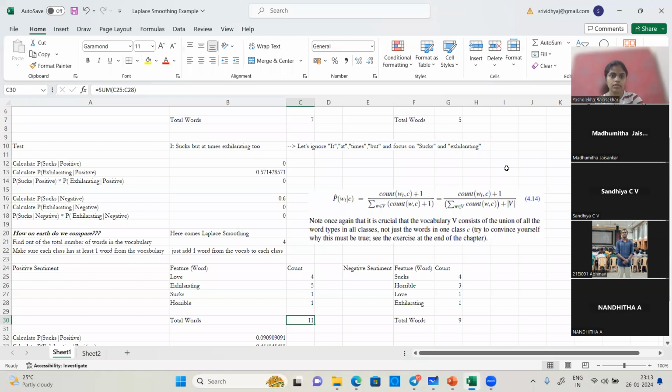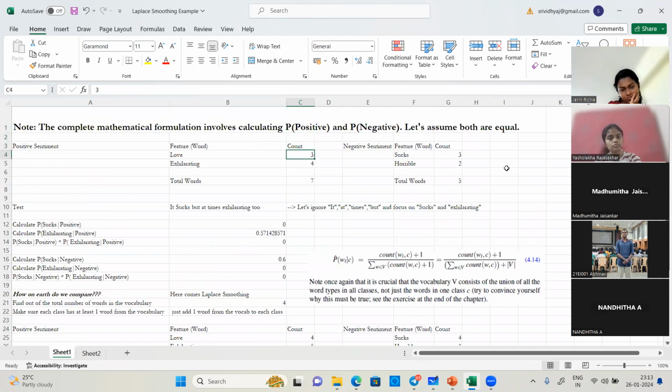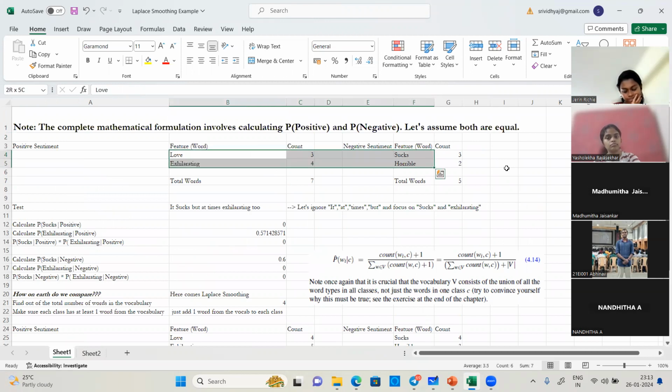Is it the number of features? Distinct features, or can we say the number of words in the vocabulary? Yes. Right. So effectively, you can say that the increase is the number of words in the vocabulary. So here, the number of words in the vocabulary is 4: love, exhilarating, sucks, and horrible.